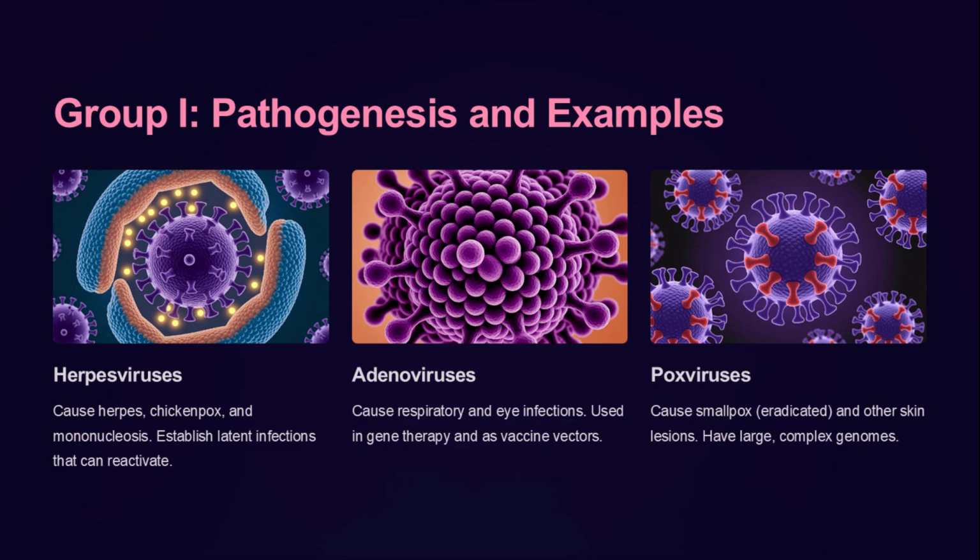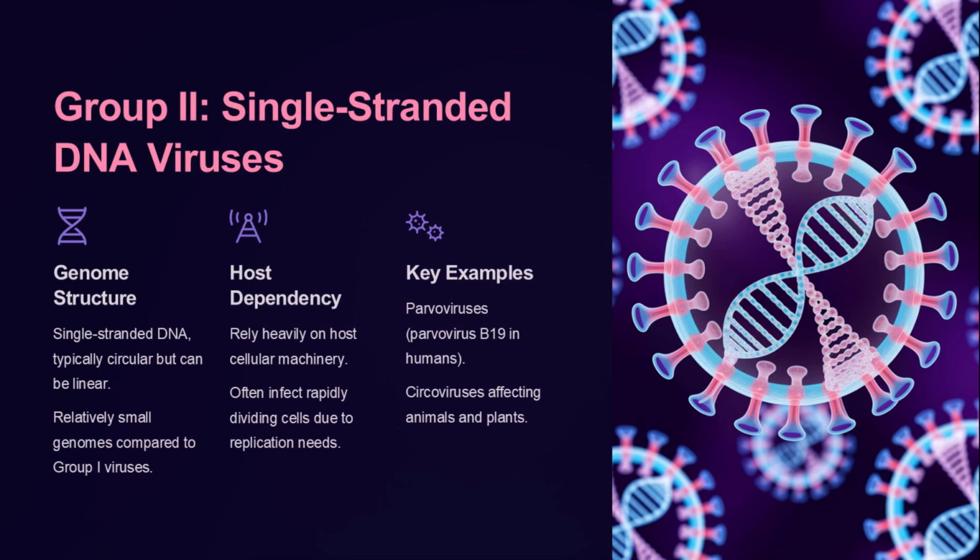Group 2 viruses have single-stranded DNA genomes, which are typically circular but can also be linear. Their genomes are relatively small compared to Group 1 viruses. These viruses rely heavily on the host cell's machinery to replicate, so they often infect rapidly dividing cells. Key examples of Group 2 viruses include parvoviruses, like parvovirus B19 in humans, as well as circoviruses that can affect animals and plants. The 3D model on the slide shows the characteristic single-stranded DNA architecture and transparent capsid structure of a parvovirus.